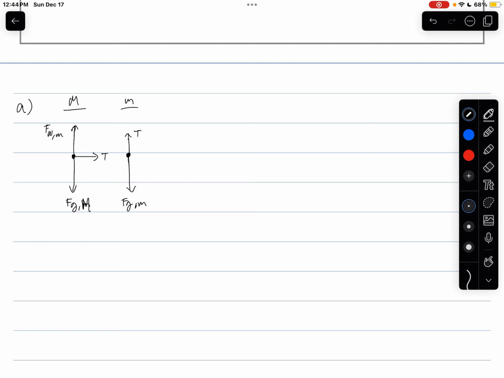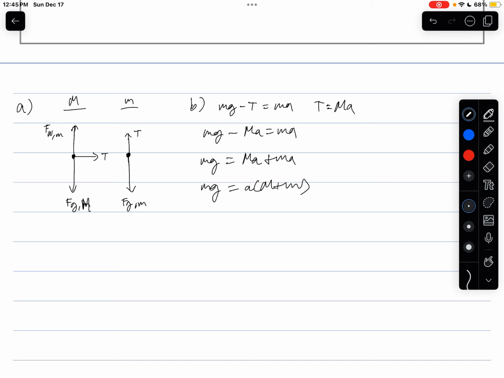And then for part B, I have to derive an expression for acceleration. So I know that mg minus T equals ma, and then T equals big MA. So I substitute in for T, solve for a, so then a would be mg over big M plus small m.